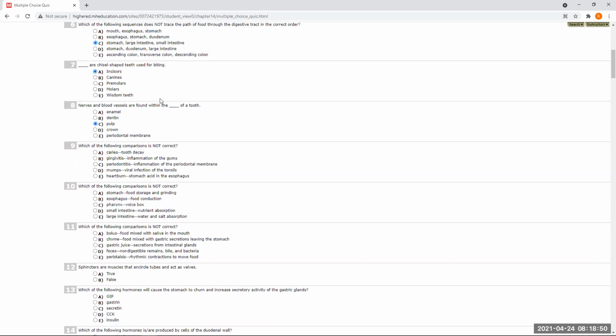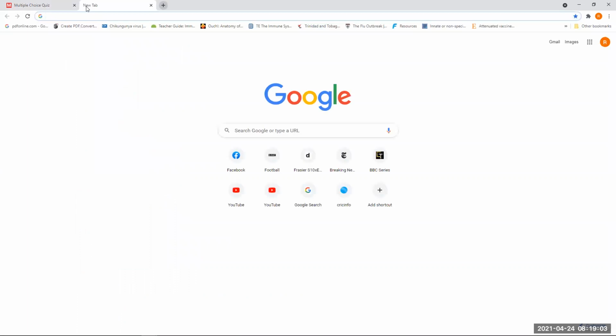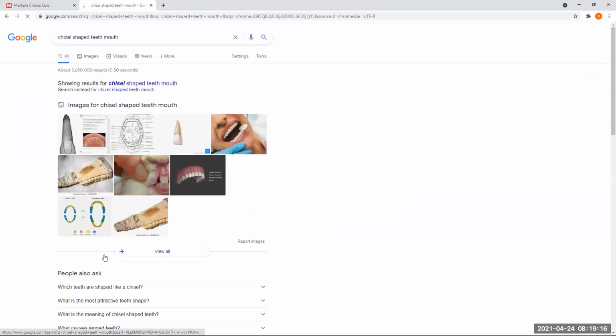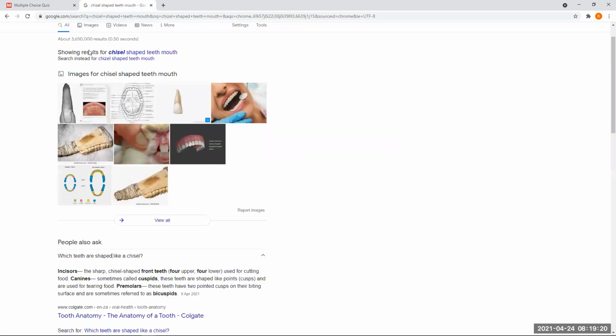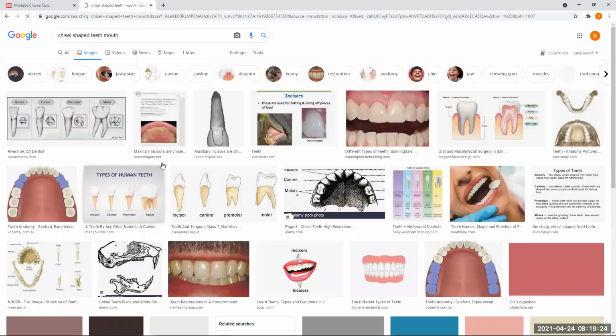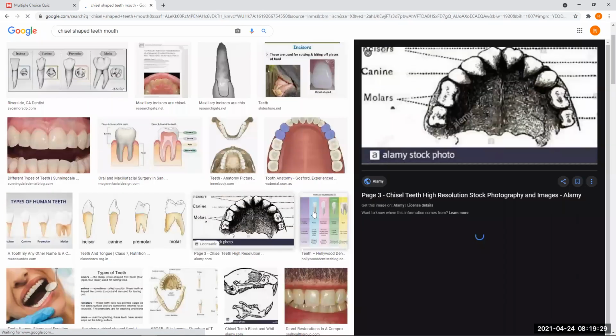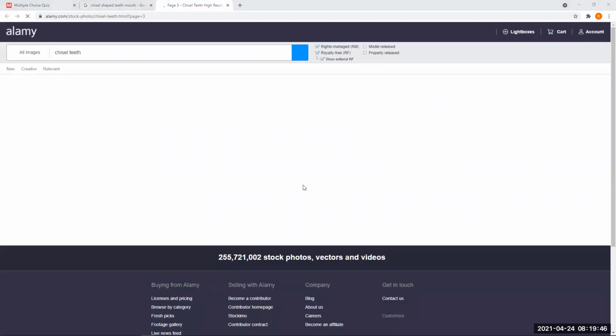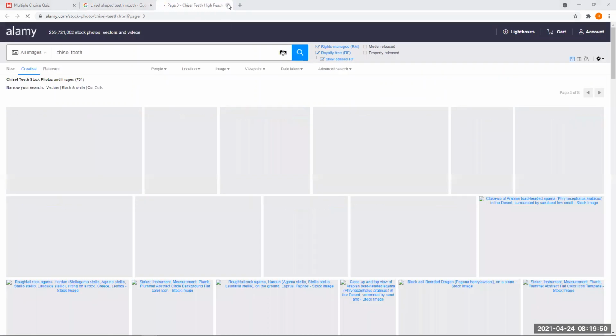Excuse me, sir. Yes, go ahead. Number seven was canines. No, the ones used for biting are the incisors. Let's have a quick look. Chisel shape is always incisors. I know I spelled chisel wrong. Chisel shaped teeth in the mouth. Which teeth are shaped like a chisel? The incisors. Right, let's have a look. These are the incisors over here. Some people have them a little long. When you think about Dracula, even though that is something from myth. I don't know where the picture is. Chisel teeth, I know.